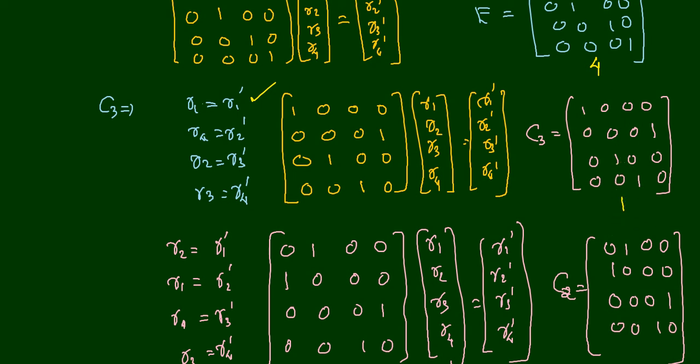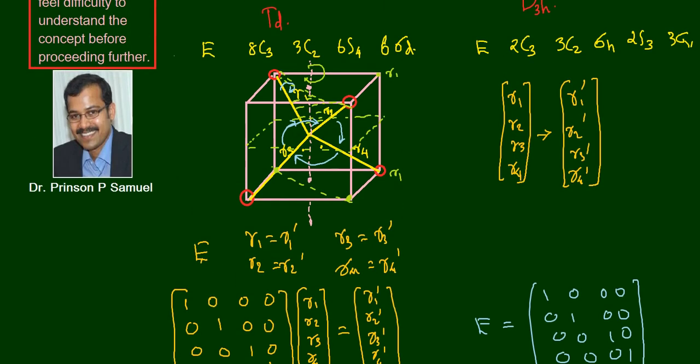And now what is happening during the C2? You can look at the geometry. C2 is the axis which is bisecting R1 and R2. That will bisect R3 and R4 also. So none of the vectors are coming on the axis. Therefore during the C2 operation all the vectors will change their positions.